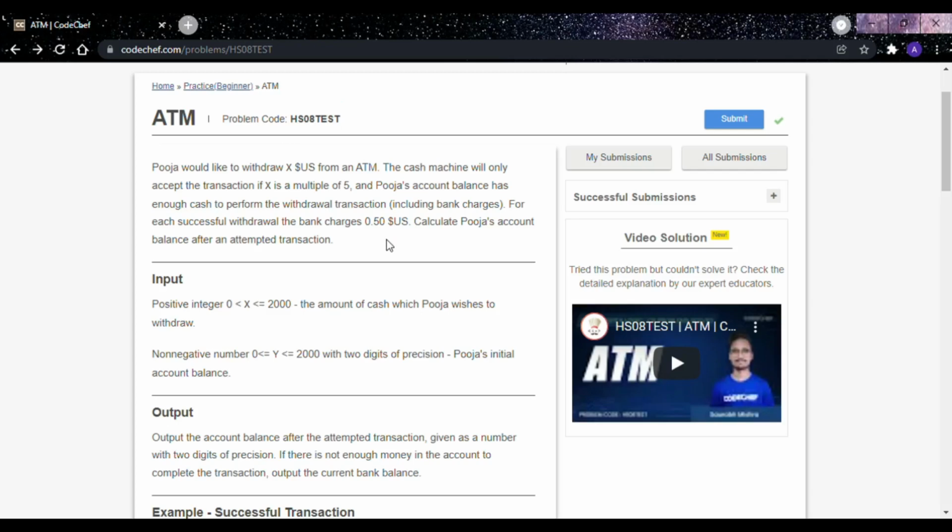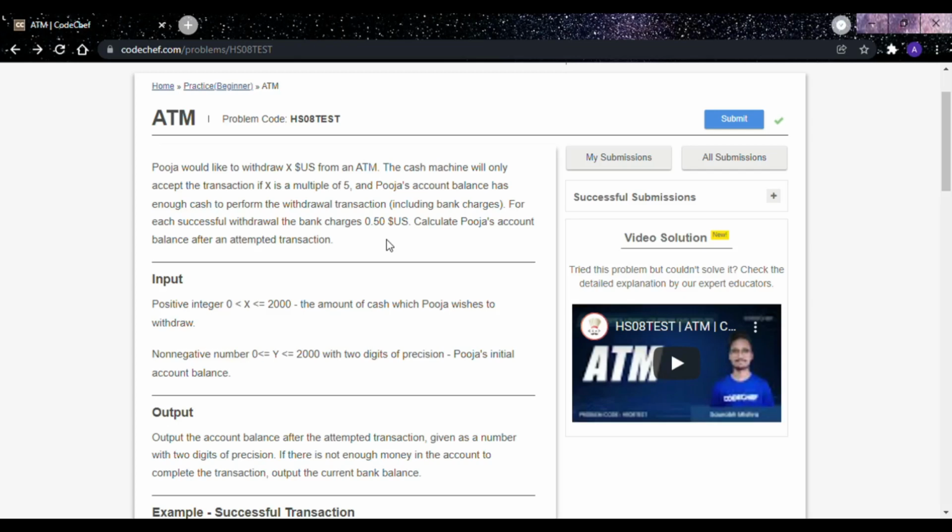The cash machine will only accept the transaction if X is a multiple of 5 and Pooja's account balance has enough cash to perform the withdrawal transaction, including the bank charges. For each successful withdrawal, the bank charges 0.5 US dollars. Now we are supposed to calculate Pooja's account balance after an attempted transaction.